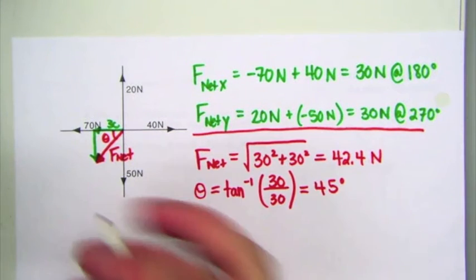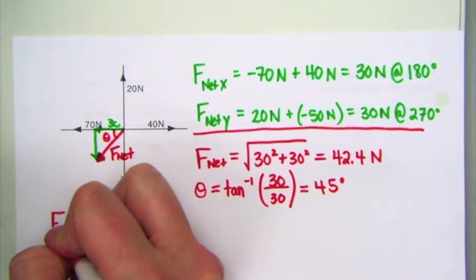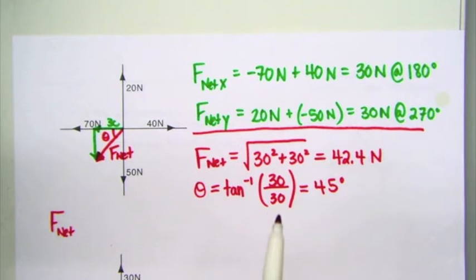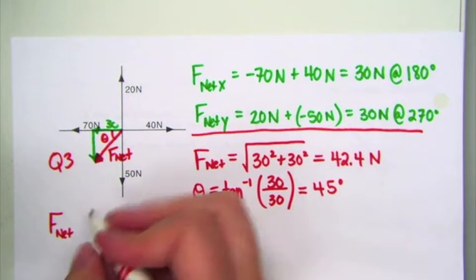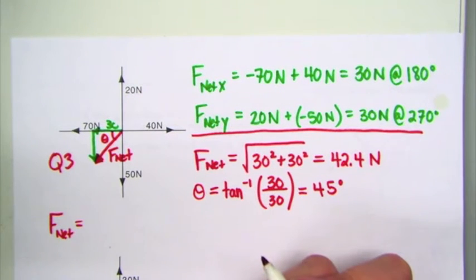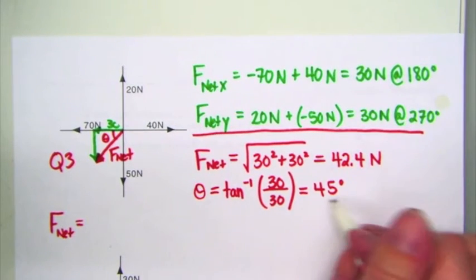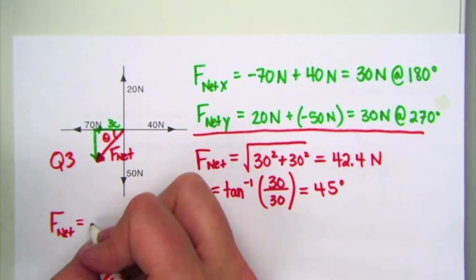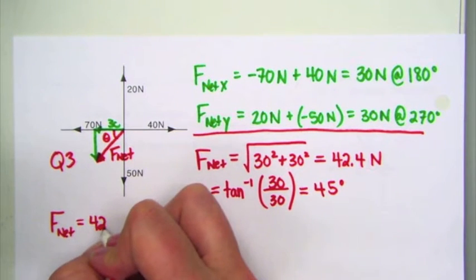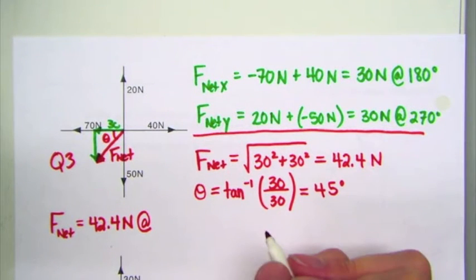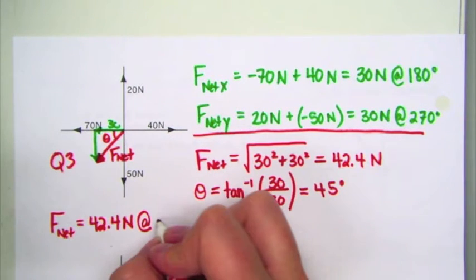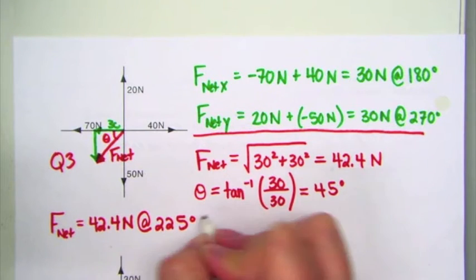So now I'm going to write my final answer for my net force. Okay, but I have to take into account that I'm in quadrant 3. We know in quadrant 3 we're going to add whatever we got for our angle to 180. So 42.4 newtons is my magnitude, and my direction is going to be 225 degrees.